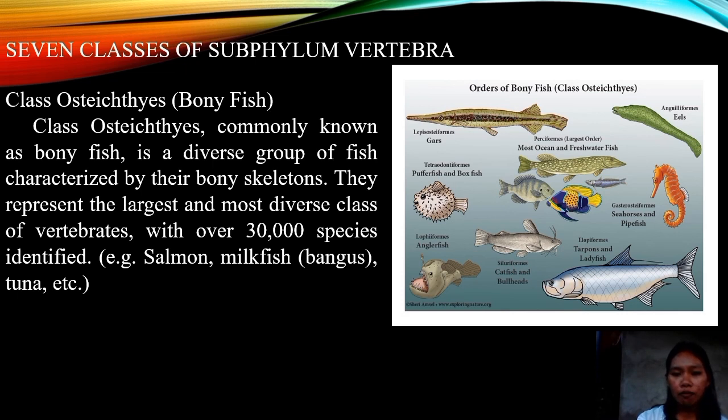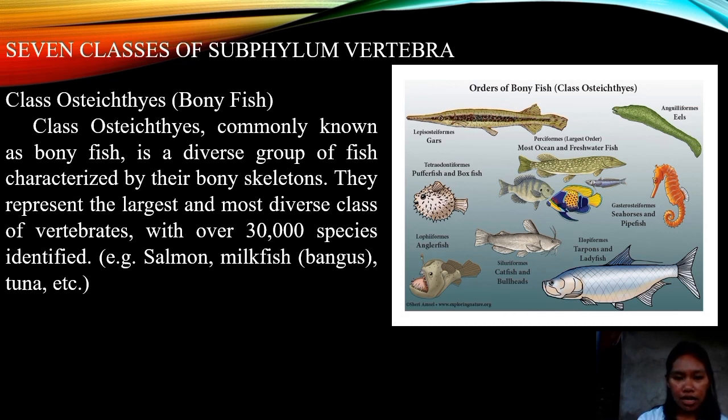Examples of bony fish include salmon, milkfish, or what we call bangus, and tuna. Their bony skeletons provide structural support and contribute to their wide range of body shapes and sizes. Bony fish are found in various aquatic environments worldwide and play crucial roles in aquatic ecosystems and human societies, serving as important sources of food and recreation.